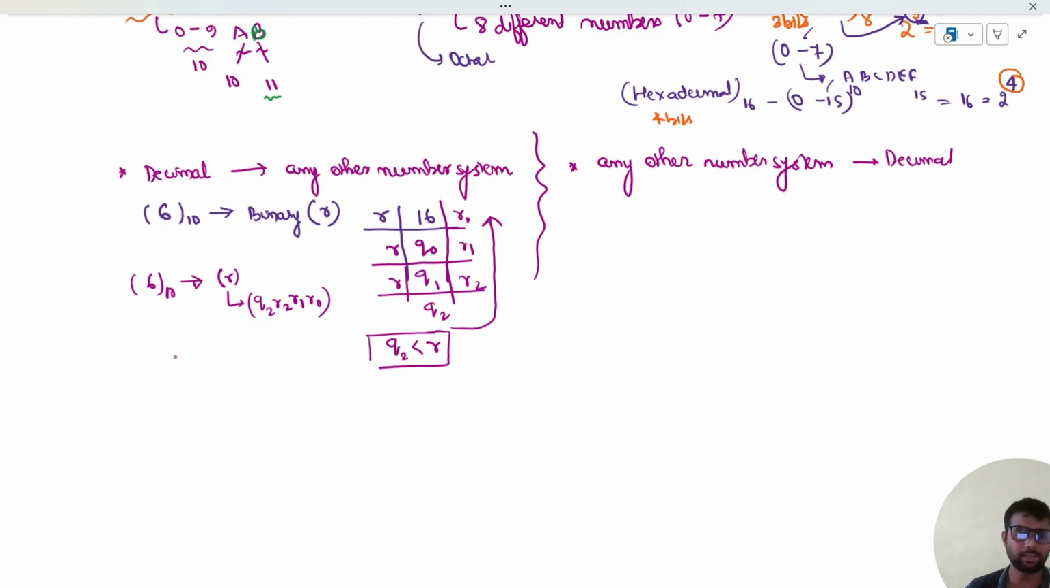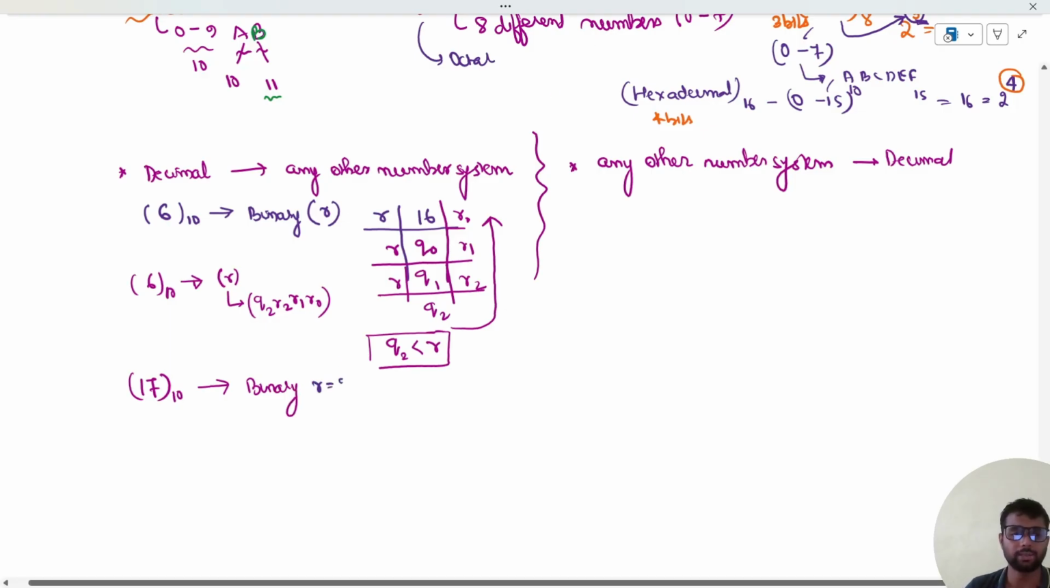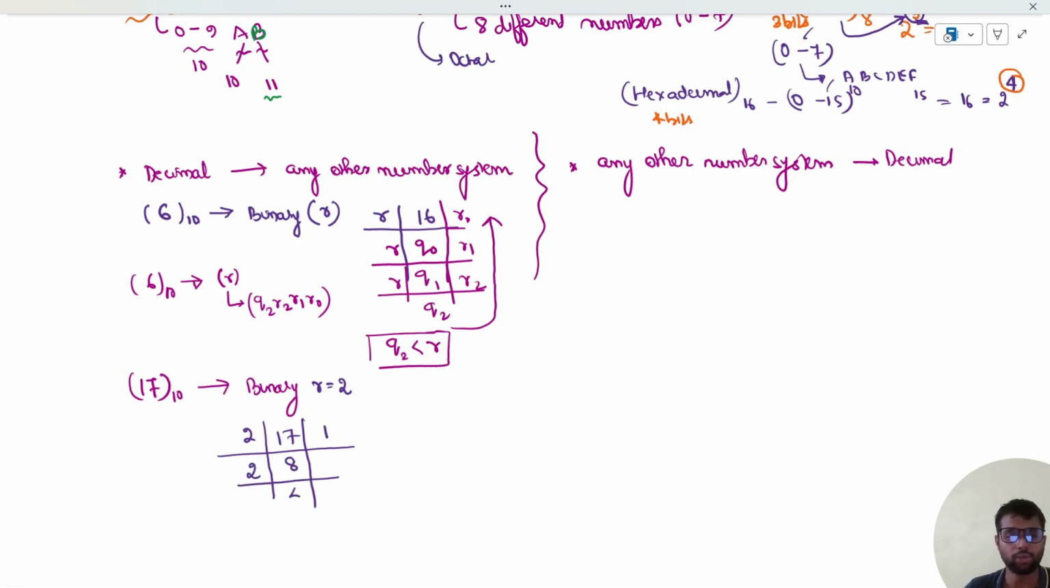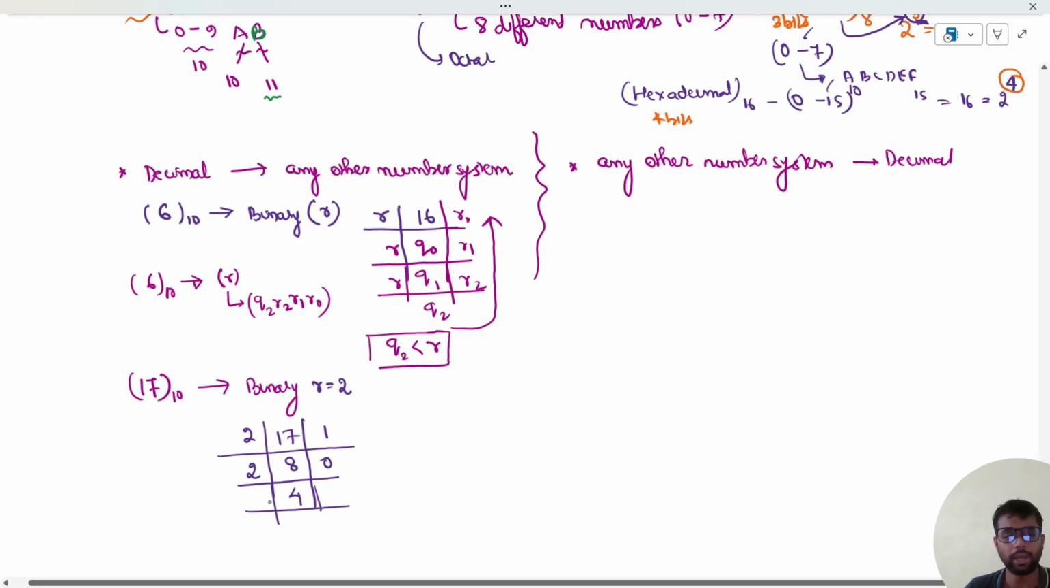Suppose we want to convert 17 in the decimal system into the binary number system. We already know that for binary, the base R is nothing but 2. So we have to divide 17 by 2, writing the quotient over here and the remainder over here. 2 8s are 16, remainder is 1. Again, 2 4s are 8, remainder is 0. Again, 2 2s are 4, remainder is 0. Again, 2 1s are 2, remainder is 0. Now you see this 1 has become less than the base.